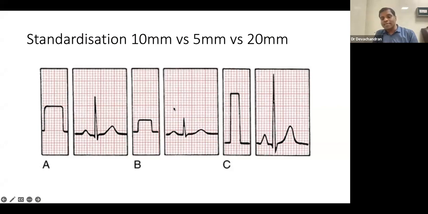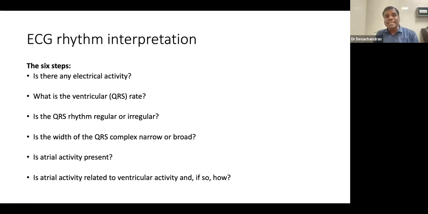So when you record an ECG, you need to make sure that the patient name is entered, date and time are correctly entered, make sure that the speed is set at 25 millimeter per second, and the height of the complexes should be set at 10 millimeters. Okay, right. Those are the technicalities.